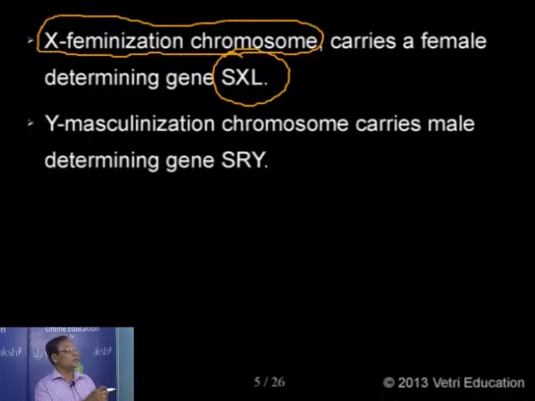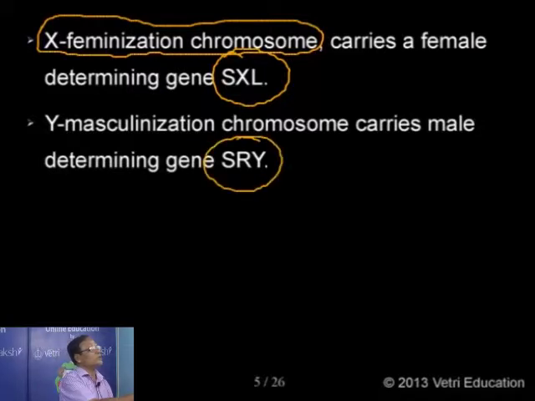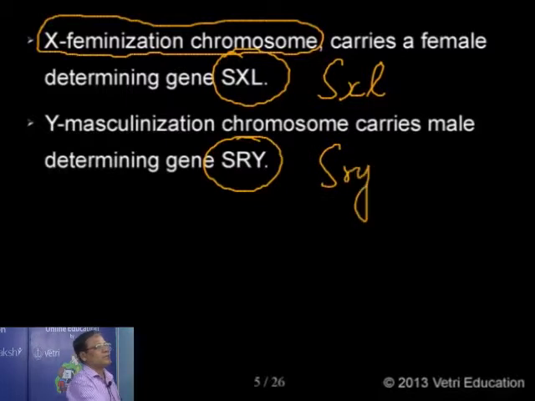Similarly, in the Y chromosome we have another gene responsible for the development of masculine characteristics in the case of male: SRY, the sex determining region. And this is the X-linked sex determinant. So these are the genes. If these genes are absent, then there is no development of either masculine or feminine characteristics. For the development of feminine character, we need the gene SXL in the X chromosome, which may also be written in small letters. You can write it this way also: the SRY gene and the SXL gene. This is called the male determinant, and this is called the female determinant.